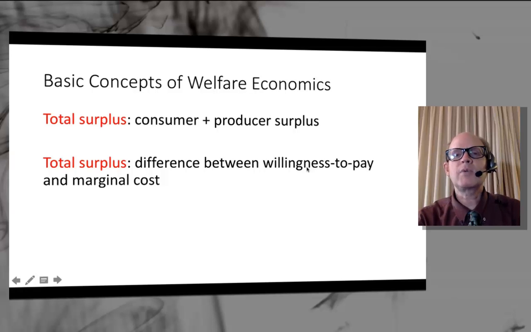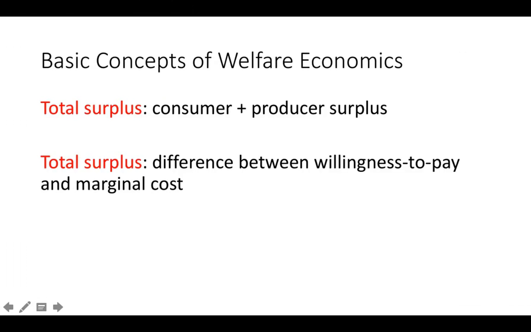So another concept we covered in welfare economics was called the total surplus. That's a surplus to everybody in society. In this simple example, the society is made up by the consumers and the producers. So now the total surplus is the difference between the willingness to pay of buyers and the marginal cost of sellers.